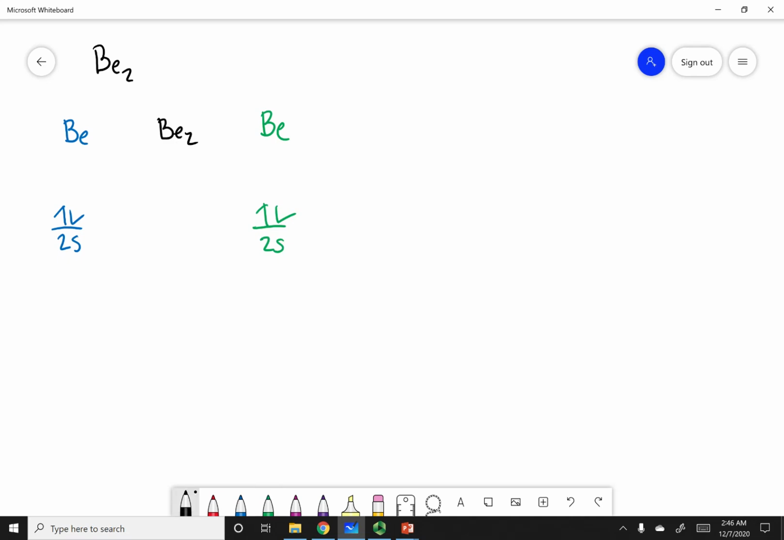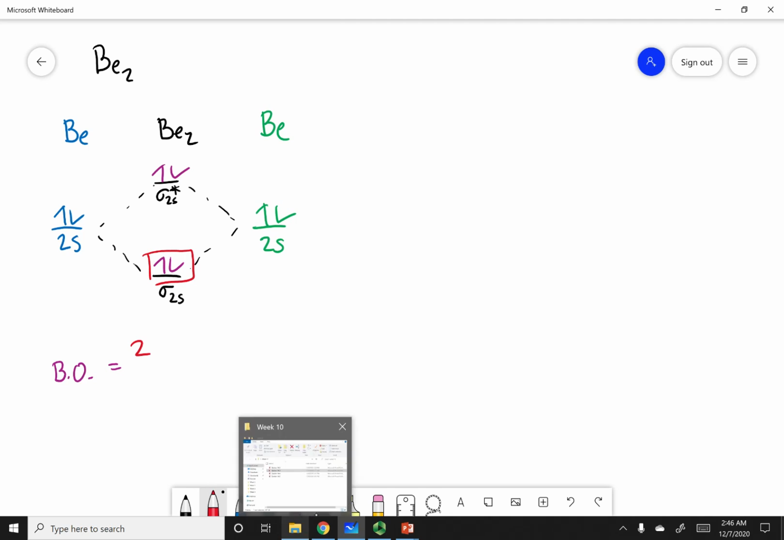I'm going to put the molecular orbital for diberyllium in the center. I'm going to get constructive interference, destructive interference. So sigma 2s, sigma 2s star. In this case, I have 4 electrons that I need to fill my molecular orbital diagram with. 1, 2, 3, 4.